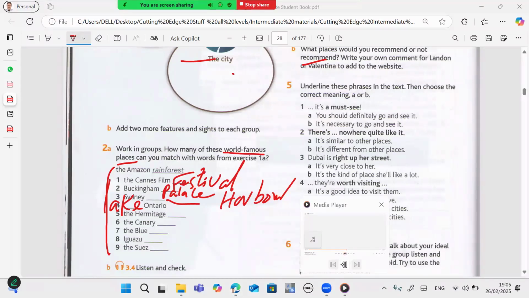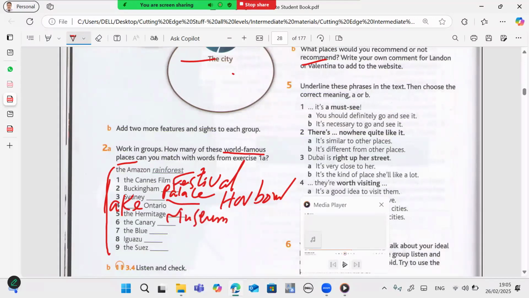5. The Hermitage Museum in St. Petersburg, Russia, is one of the largest and oldest museums in the world. The Hermitage Museum. What do you know about it? The largest museum in Russia. Yes, the most ancient and the largest museums in the world. One of the biggest museums in the world, in Russia.